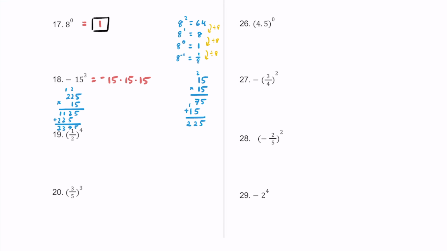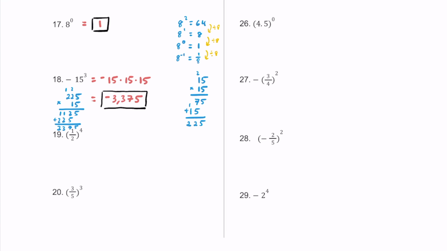Okay, so let's see here. That's 15 times 225, 3375. I think that makes sense. Yeah. So let's go ahead and say that's going to be a negative 3,375, right? And that hopefully makes sense. It's negative because we had just one negative in our multiplication sentence, okay?